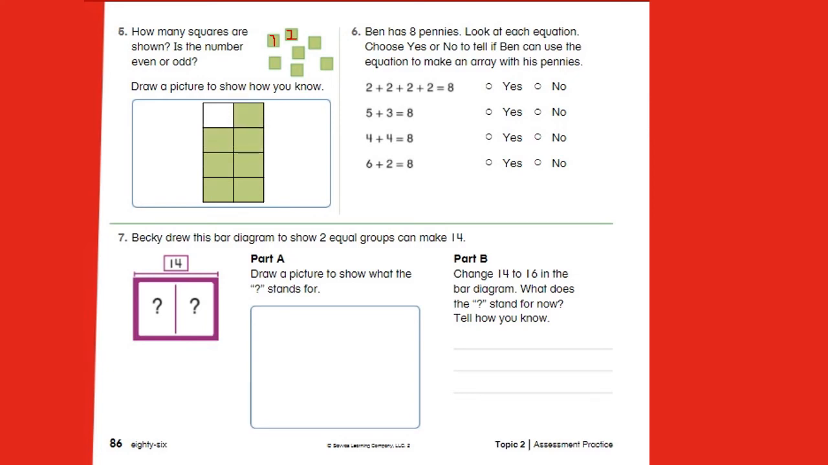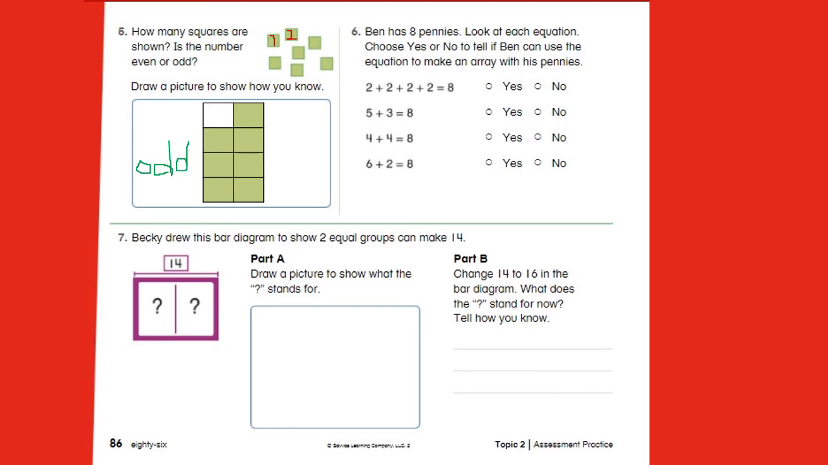Okay? Is it even or odd? It's odd. Okay, how do you know? Because we have one extra one there. Okay, so you would have to write that this is odd. Okay, because we can't show it in groups of two. That's the important thing to remember. We can't show it in groups of two.